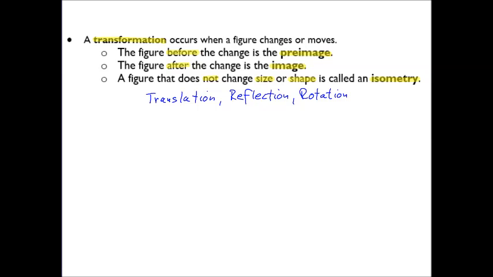Isometric transformations are translations, reflections, and rotations. A dilation is not an isometric transformation because the object changes its size. In fact, that's what a dilation is all about, changing size. And we have discussed dilations in Unit 5 when we talked about scale factor and ratios of lengths, areas, and volumes. Today we will focus on the isometric transformations: translation, reflection, and rotation.